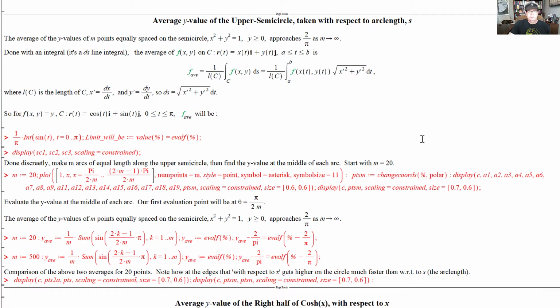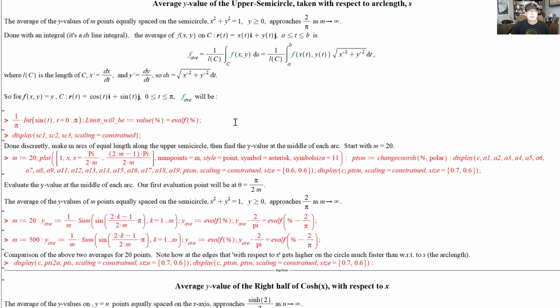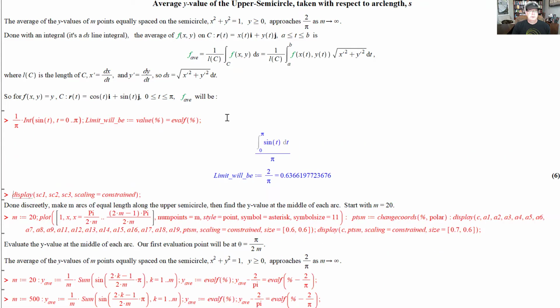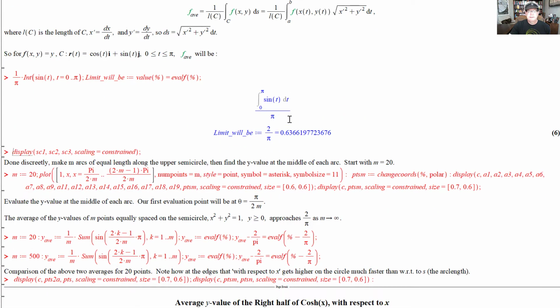Another way to find the average value of a curve is with respect to its arc length. So to do that, you integrate the function ds and then divide by the length of the curve. So here I have to do it parametrically. So this is the integral of y ds divided by the length of the curve, and that'll be 2 over pi.